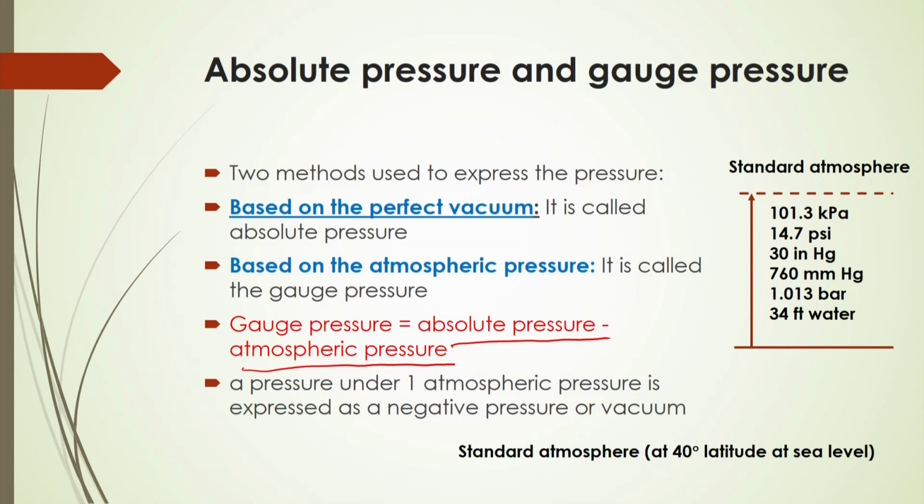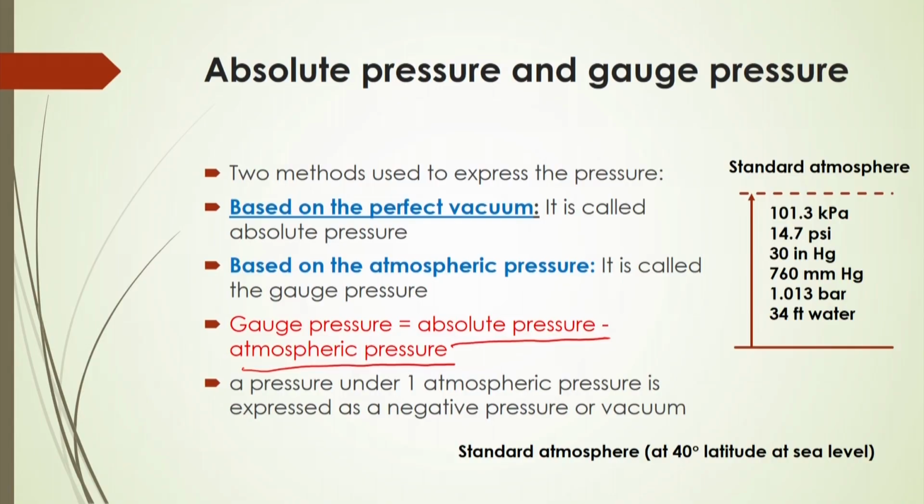A pressure under 1 atmospheric pressure is expressed as a negative pressure, which is called vacuum. One standard atmospheric pressure is considered at 40 degree latitude at sea level. The standard atmospheric pressure is 101.3 kPa, which is also 14.7 psi, 30 inch mercury, 760 millimeter mercury, 1.013 bar, and 34 feet of water.